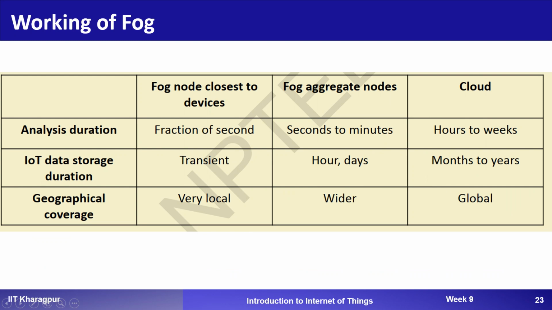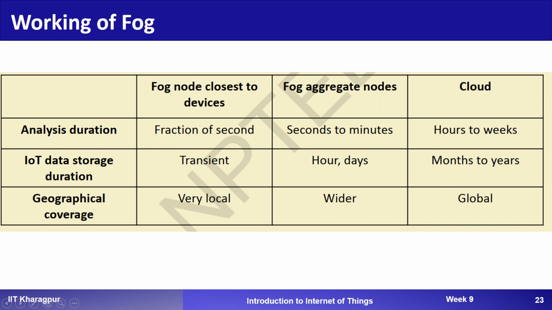So the fog node which is closest to the device, the analysis duration for this is a fraction of a second. The aggregate fog node can analyze the data from seconds to minutes, and for clouds it may be hours to weeks. Now, IoT data storage duration.